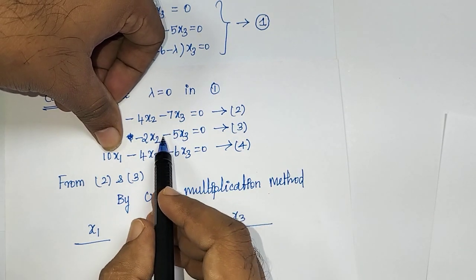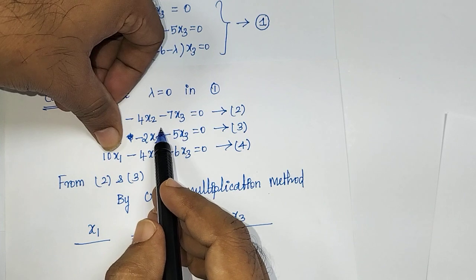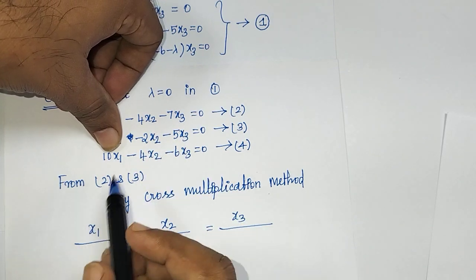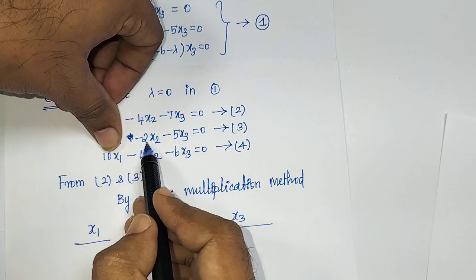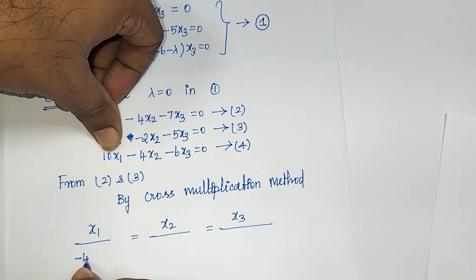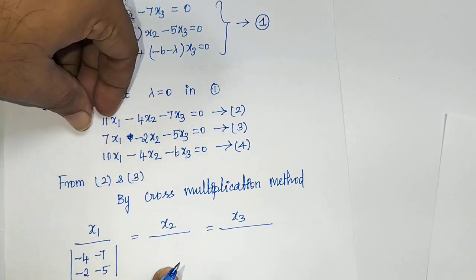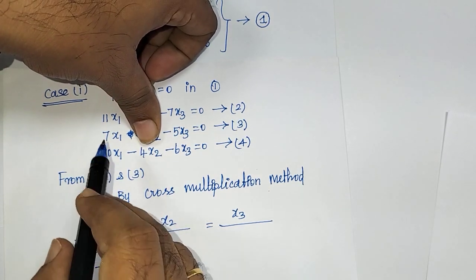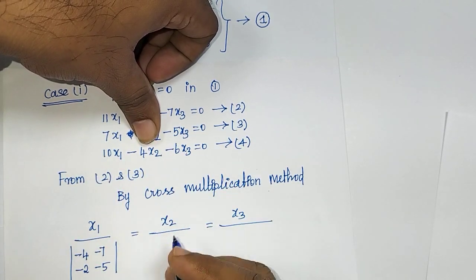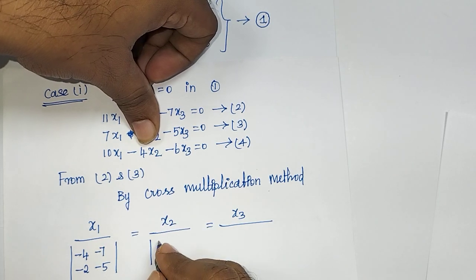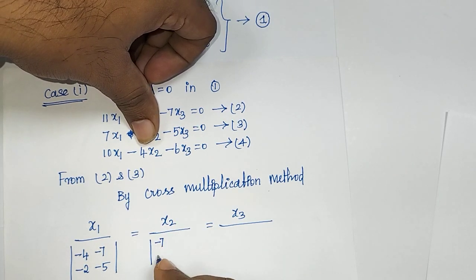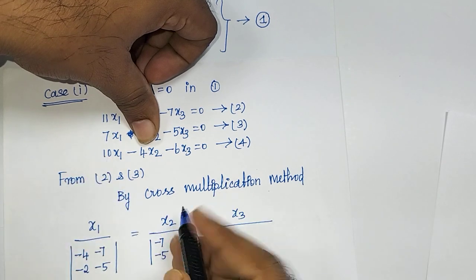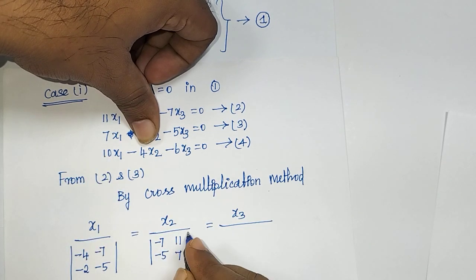From both the equations you can write the x2 and x3 coefficients in determinant form. So minus 4, minus 7, minus 2, minus 5. I'm going to write minus 4, minus 7, minus 2, minus 5 in determinant form. Next I'm going to find the x2 value. So you can omit the x2 coefficient. Remaining you will have x1 and x3. From this, first you can write the x3 coefficient, that is minus 7, minus 5. Then you can write the x1 coefficient 11, 7.